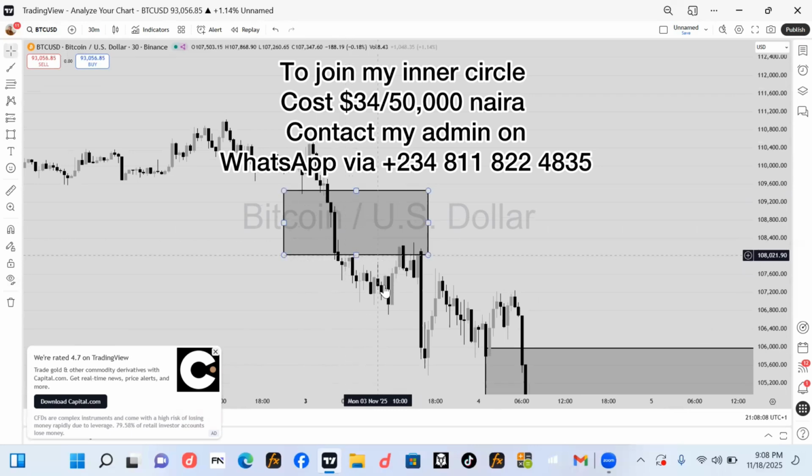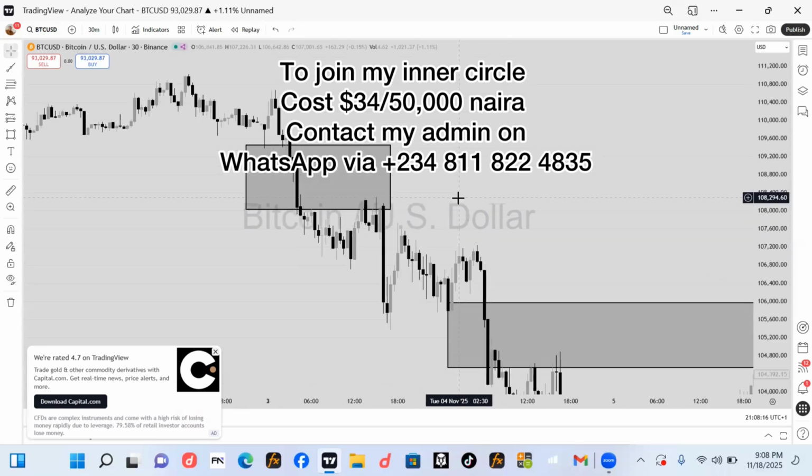Now, what did the market do? It comes back to fill in that gap. Now, the process by which it comes back to fill in that gap is what is called fair value gap. Now, if you have to take your sell position right from this zone here, you are perfectly correct. Now, you see how it dropped after the retracement, tapped into the gap, and it drops massively.